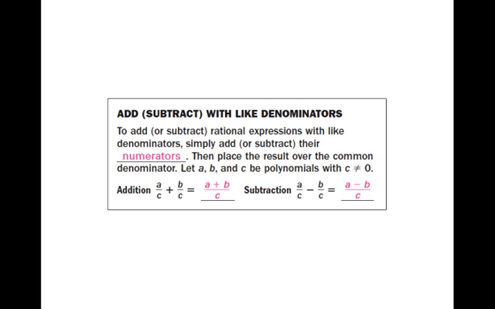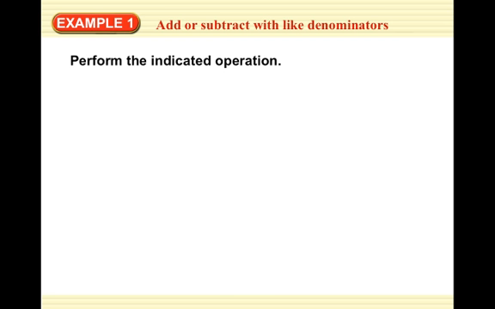Let A, B, and C be polynomials with C not equal to 0. Why can't C equal 0? Well, because it's in the denominator and it would make the whole thing undefined. So for addition, A over C plus B over C is equal to A plus B over C. A over C minus B over C is A minus B over C.